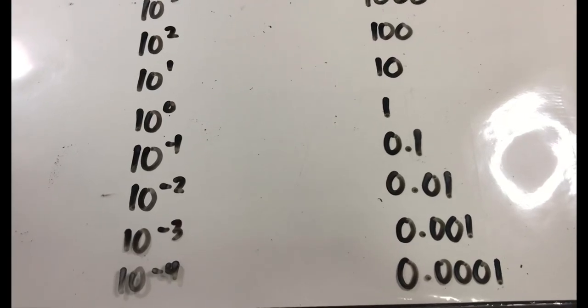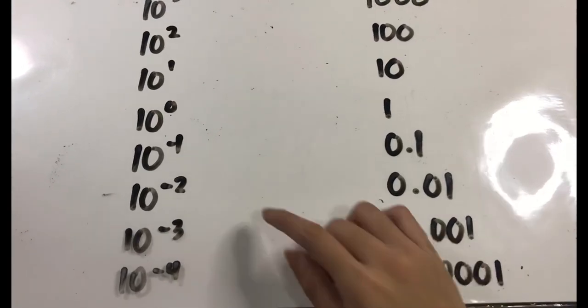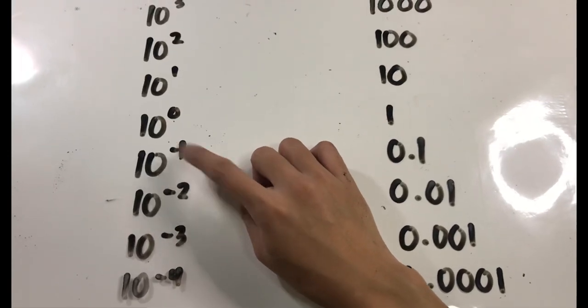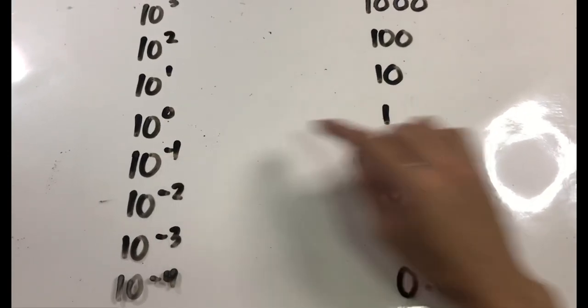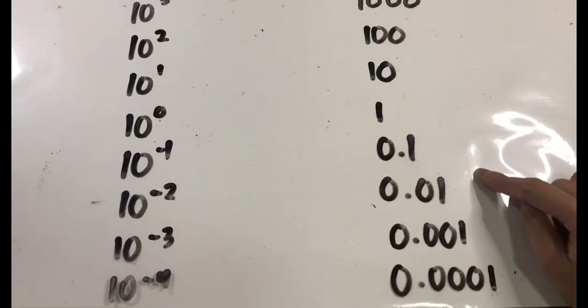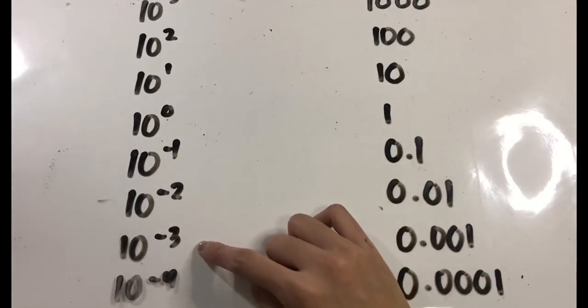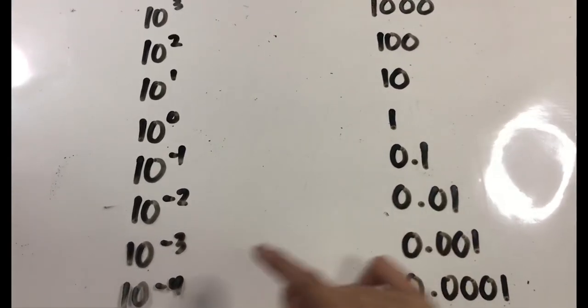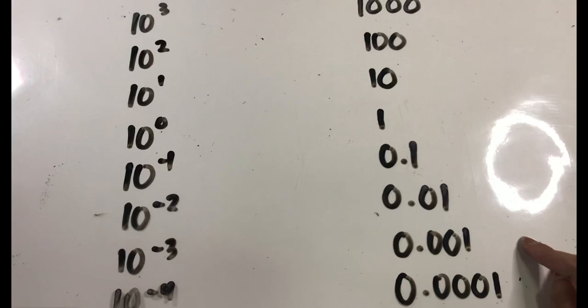Next will be when the power is negative. When the power is negative, 10 raised to negative 1 is 0.1. 10 raised to negative 2 is 0.01. 10 raised to negative 3 is 0.001. And 10 raised to negative 4 is 0.0001.